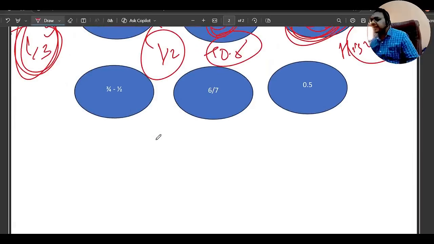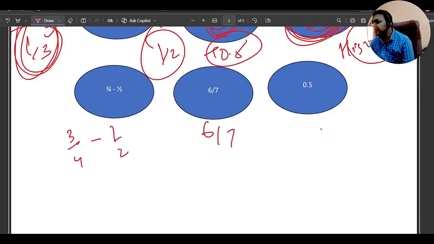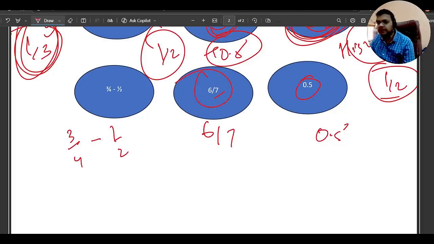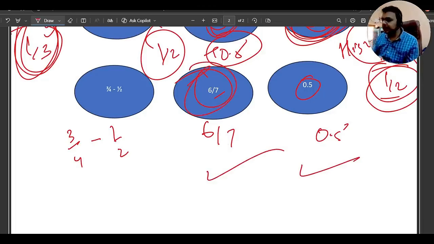Now suppose this is the actual question which Accenture asked in the exam, which is 3 by 4 minus 1 by 2, then here is 6 by 7, then there is 0.5. Now again, look carefully. 0.5, like these kinds of values you should keep in your mind. 0.5 is nothing but 1 by 2. Again the difference is 1, the difference is 1. This will be bigger, correct? This will be bigger, and this will be smaller, right? Definitely this will be bigger. So these two things are sorted. Like 6 by 7 is bigger than this one.